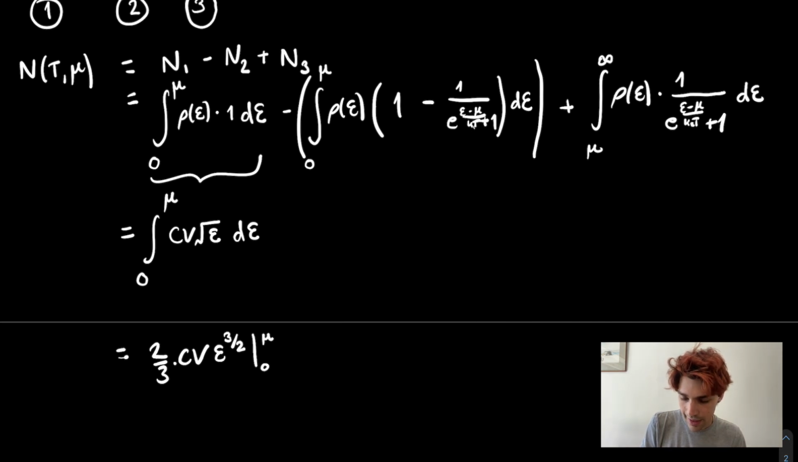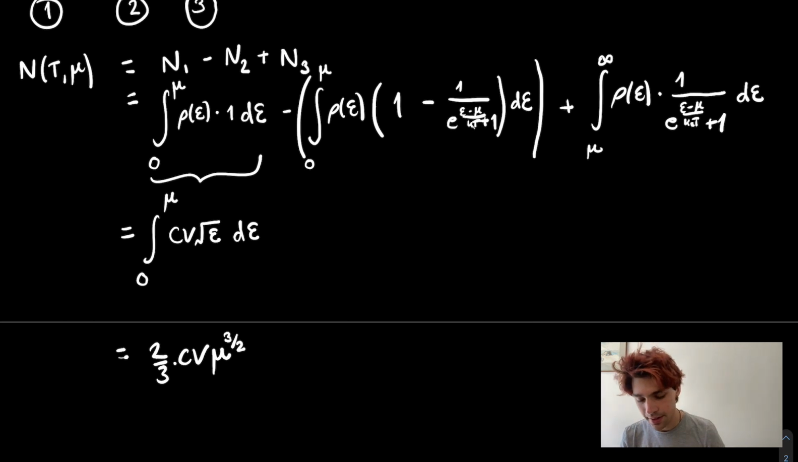And we're going to get nothing at the 0 limit, so we might as well just swap out the epsilon with mu to the 3/2. So that's the most dominant term. And as you can see right here, this is purely temperature independent. But of course, the temperature dependence is going to come from these two terms right here.